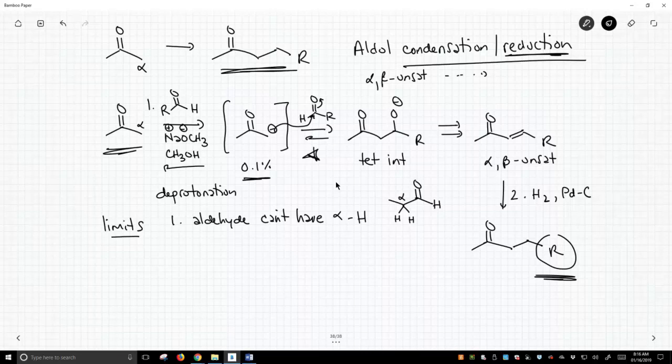That's probably one of the main limitations you find in this reaction. We can't make all the things we want. So we say we have limited scope in this reaction. Regardless, for some products, it's a really effective reaction. So early in chemistry, this is one of the best ways that chemists had to make alkylated ketones.